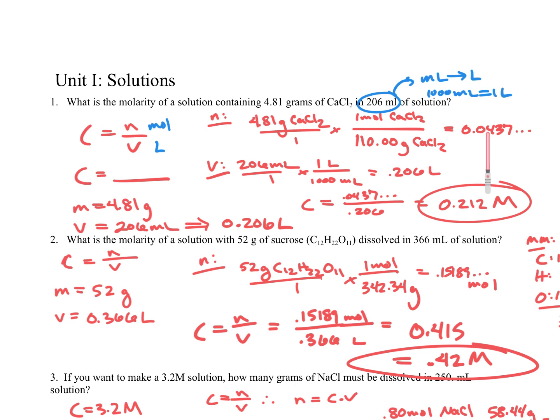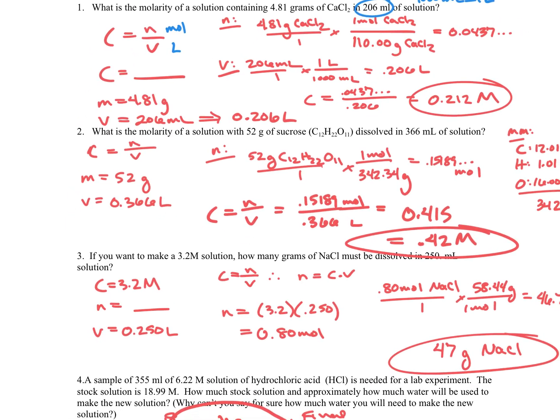So here is the number of moles for calcium chloride. Here is the volume for the solution. When you take the moles divided by the liters of solution, you end up with 0.212 molar. That's the way you would say the concentration.